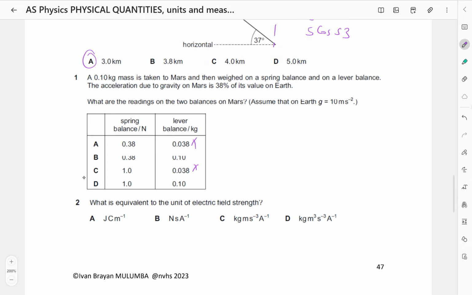So note that they said acceleration due to gravity on Mars, I'll call it G on Mars, is 38%, that is 0.38 of its value on Earth, that is times 10. So it means the weight on Mars is going to be 0.38 times 10, that is G, then times the mass, which is 0.1. In other words, weight is equal to M times G. M is 0.1, then times G, which is 0.38 times 10. I think this gives us 0.38 newtons. So our answer is going to be B.